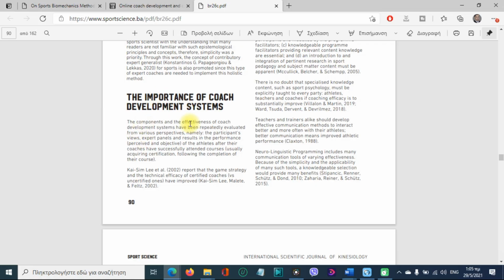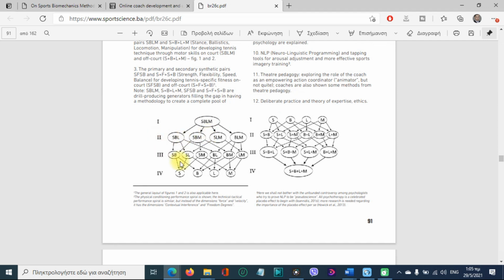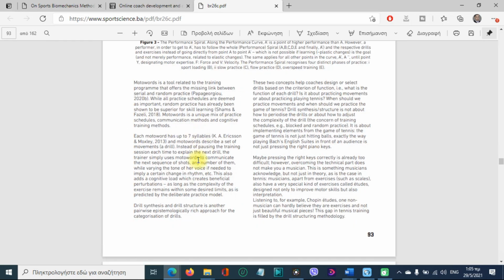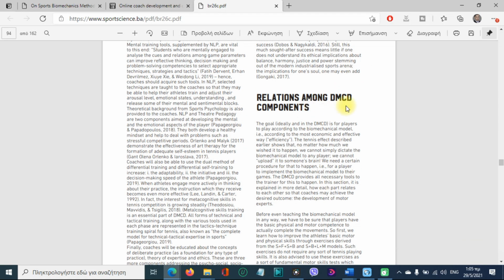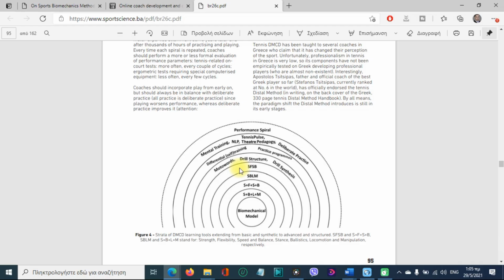It has the distal method coach development components. This is the analytic method applied to physical conditioning. Okay, and the relation among the components, the different components, and I also have these. Maybe they're helpful for you. These images that try to present the tools of the distal method.